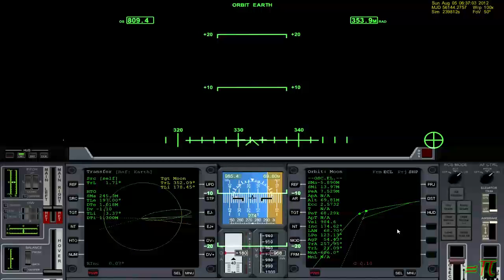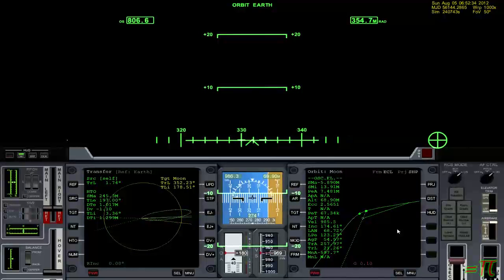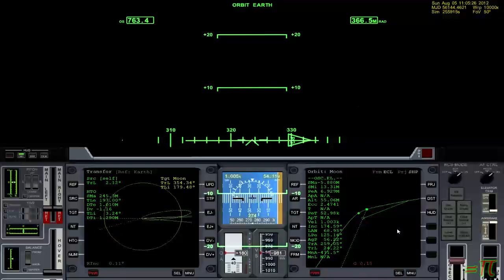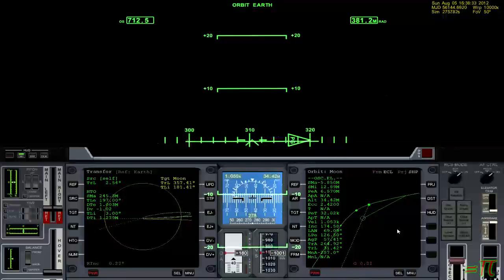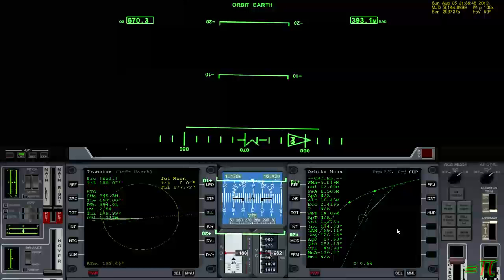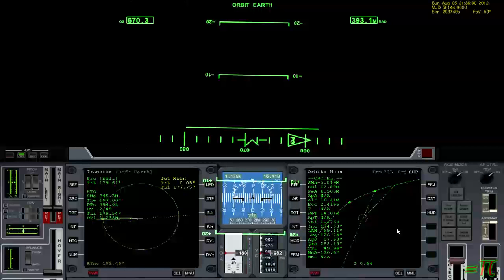Okay, time's still at 100x. Let's go back to 1000 and 10,000x. Back to 1000, back to 100. Alright, time compression off. Lunar periapsis is currently 6,000 kilometers. Not exactly what we want.